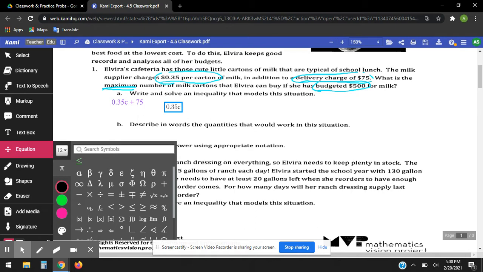0.35C plus 75 is less than or equal to 500. All right, there's our inequality. Let's get rid of this one. All right, so now we have to solve this. Go ahead and put that in a different color.